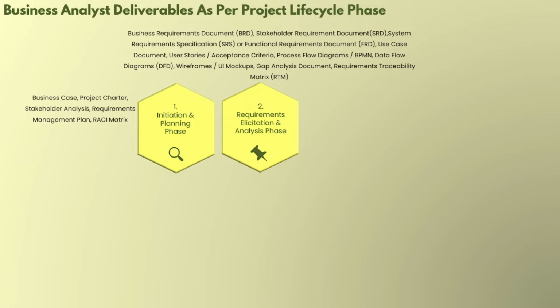Then the stakeholder requirement document consists of detail on what each stakeholder needs from the system. It ensures that diverse perspectives are considered in the solution. Then next is the functional requirement document, which we call FRD or system requirement specification, SRS; both are almost the same. It provides in-depth functional specification of the system, including inputs, processes and outputs. This is very important: this document serves as a guide for developers and testers. Functional requirements as well as non-functional requirements are also included in this document.